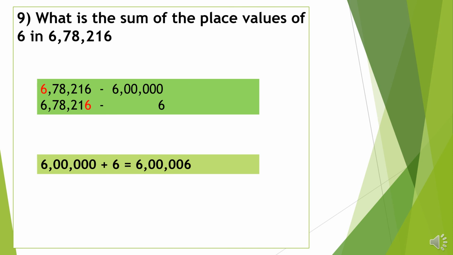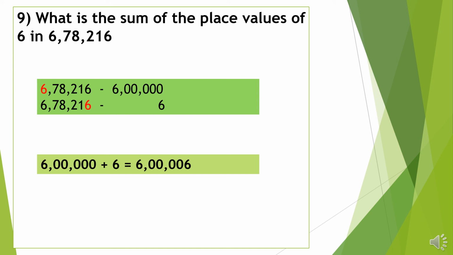Okay children, now all of you read question 9. What is the sum of the place values of 6 in 6,78,216? All of you write that number in your practice note. The place value of one 6 is 6 lakh and the place value of the other 6 is 6 itself. And you can add the two numbers. So what is the answer we are getting?